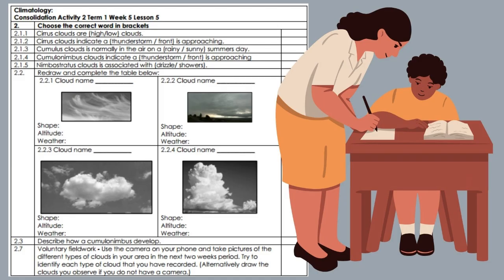Climatology. Consolidation Activity 2, Term 1, Week 5, Lesson 5. 2. Choose the correct word in brackets. 2.1.1 Cirrus clouds are high/low clouds. 2.1.2 Cirrus clouds indicate a thunderstorm/front is approaching. 2.1.3 Cumulus clouds are normally in the air on a rainy/sunny summer's day. 2.1.4 Cumulonimbus clouds indicate a thunderstorm/front is approaching. 2.1.5 Nimbostratus clouds are associated with drizzle/showers.